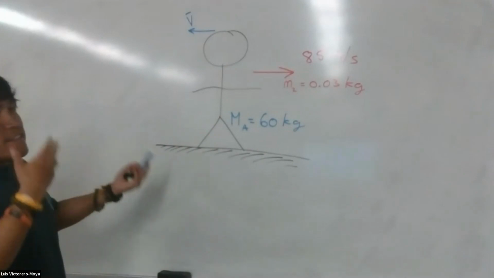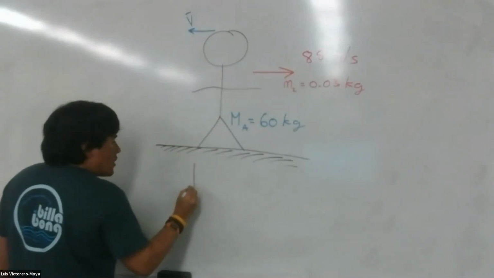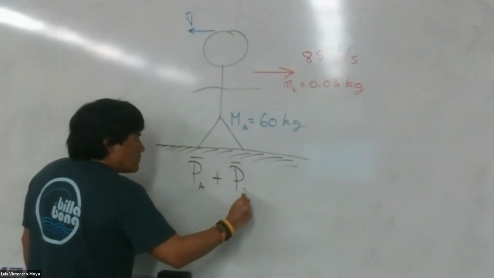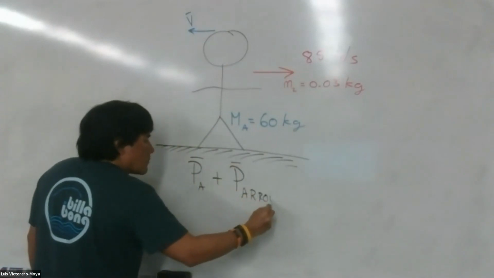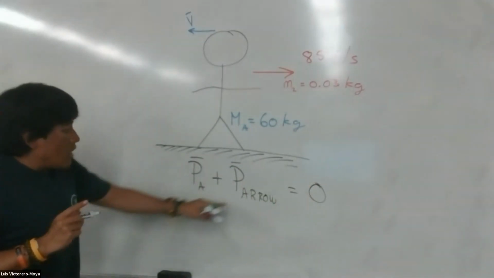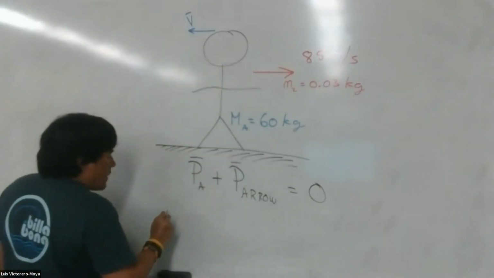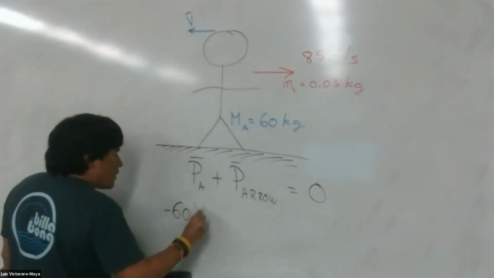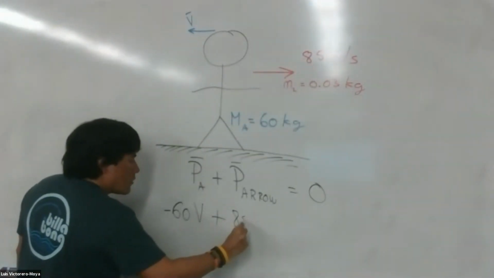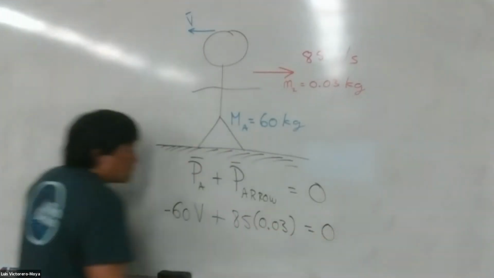Since there are no other forces acting in the system, the momentum of the archer plus the momentum of the arrow has to be equal to 0. Remember that we're talking about velocity. So the arrow has positive momentum. The archer will have negative because of that v. So the archer will be minus 60v plus 0.03 times 85, and that's equal to 0.